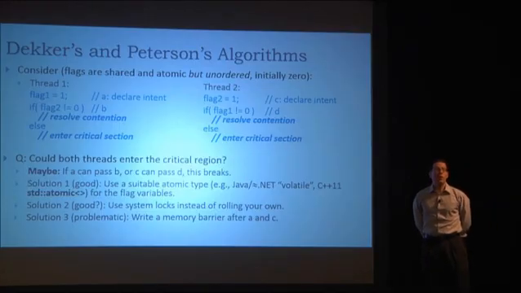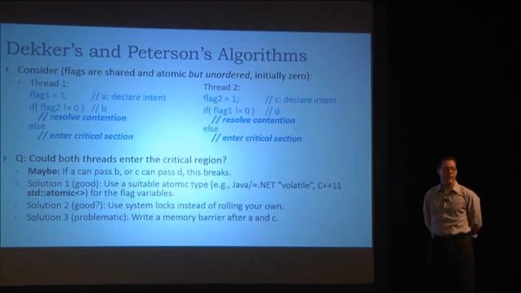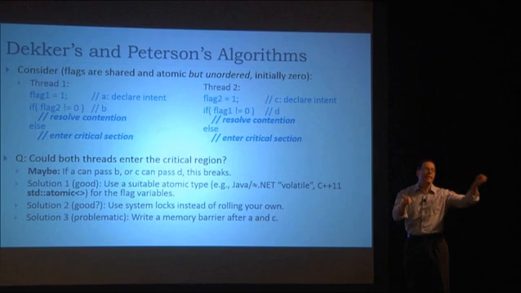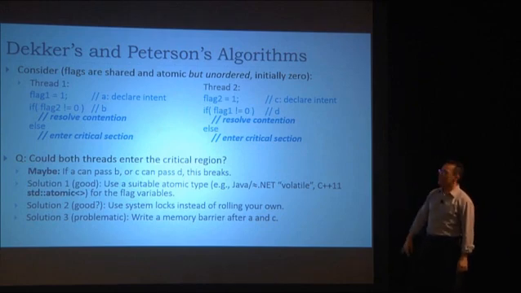The most important word in everything I just said in describing how this works, what was it? Then. I set my flag, then I look at his flag. So what happens if you swap lines A and B?